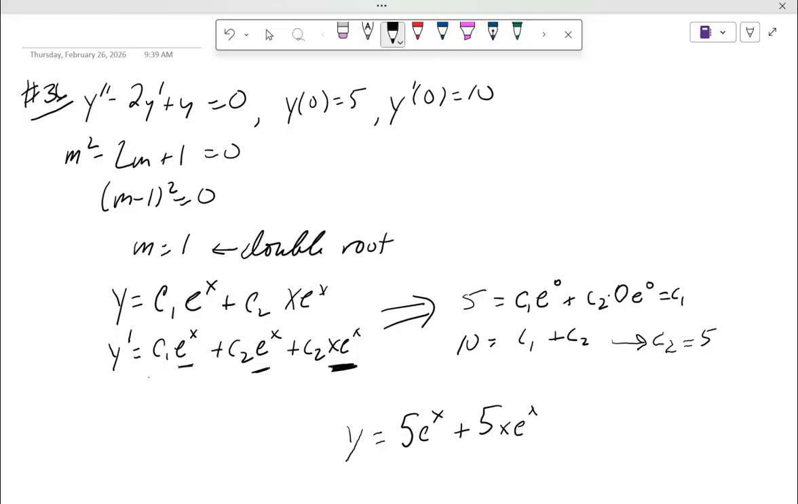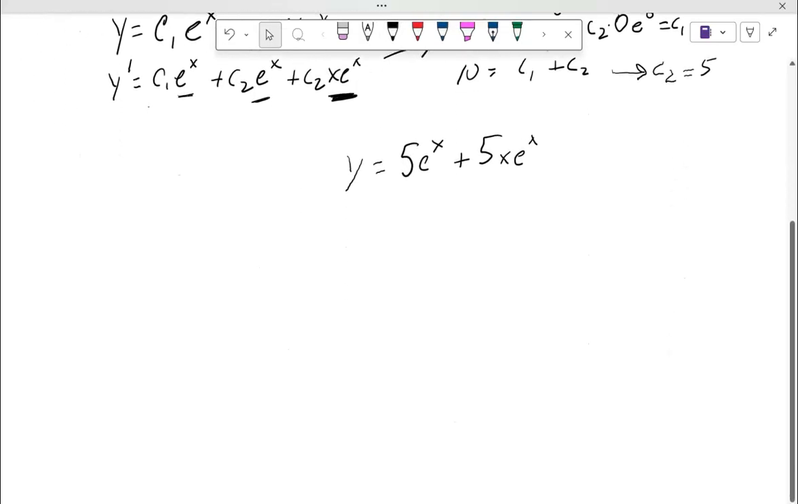Questions on this one? Make sense? I mean, it's literally just what we've already been doing with finding constants before, right? There's not anything new. Let's do one more with a boundary value condition, and then we'll go on to non-homogeneous equations. So this is number 42.